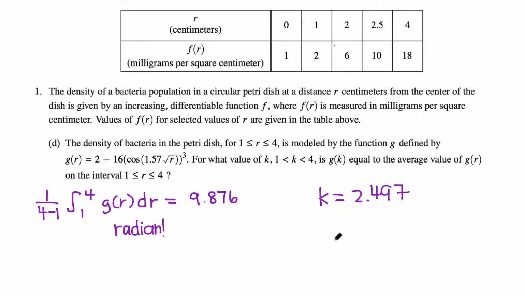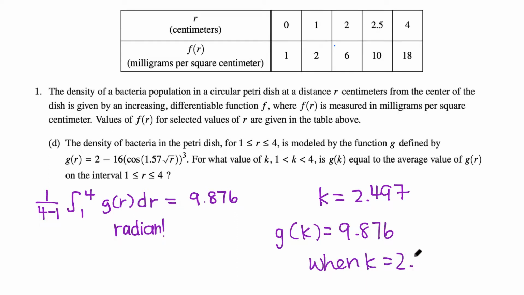Now, how do you show that when you're doing work? You just say g of k equals 9.876 when k equals 2.497. There's not a lot of work to show here because they know this is a calculator active question. I think this question would be worth 2 points. 1 point for showing that you know what the average value is and getting the right answer, and then 1 point for getting the actual point of intersection also.